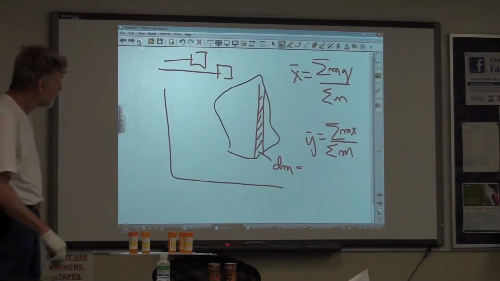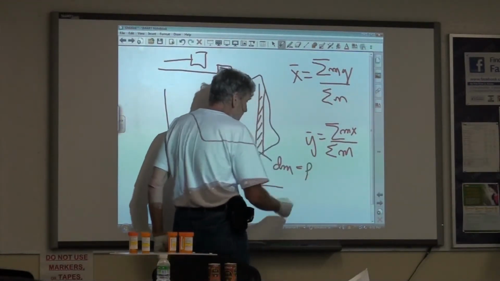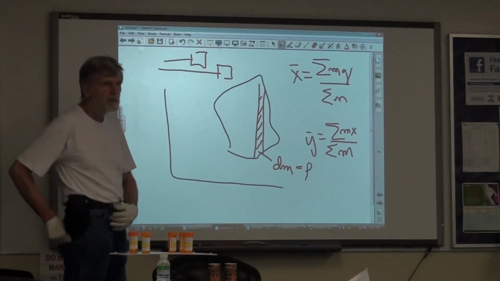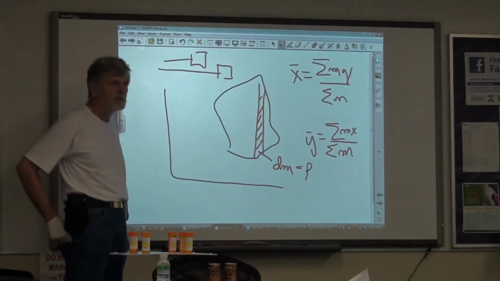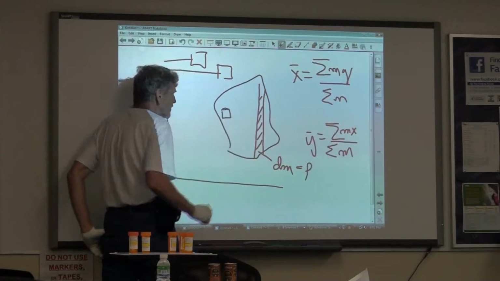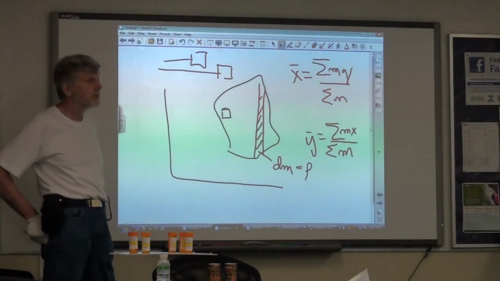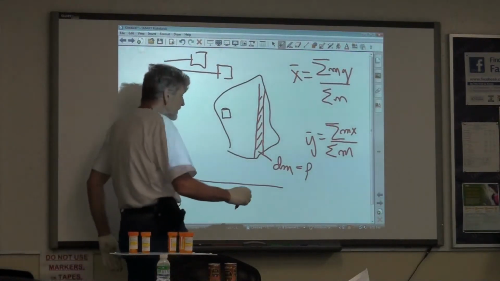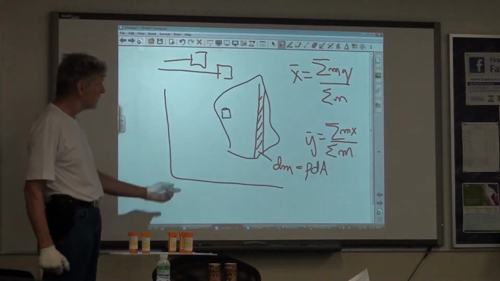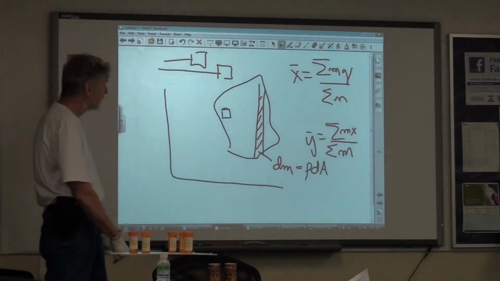So the mass involved in this little strip is its density. In this case, it was 1 ounce per square unit. So this has what we call a two-dimensional density. In other words, the question is, how much mass is in 1 square unit of it? It's a two-dimensional density, because it's a two-dimensional object. You multiply that by the area, and that's going to give you the amount of mass.